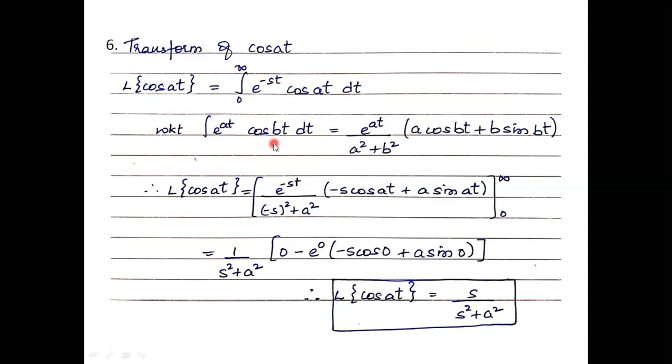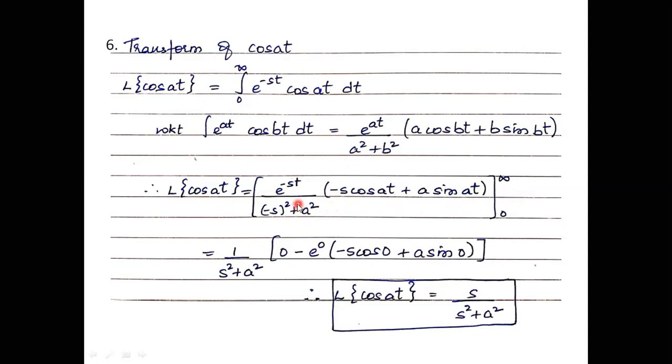The integral of e^(at) cos bt dt is equal to e^(at) divided by (a squared plus b squared) into (a cos bt plus b sin bt). In place of a, I have minus s, and in place of b, I have a. So the Laplace transform of cos at is equal to e^(-st) divided by ((-s) whole squared plus a squared) into (-s cos at plus a sin at), between the limits 0 and infinity.